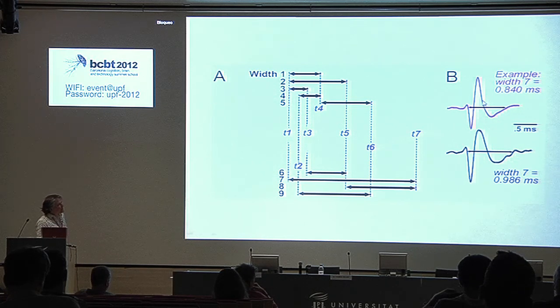So this one, for example, if you used width 7, which is the full width of the action potential, this neuron is narrower than this neuron. So this is a presumed inhibitory interneuron. They tend to have narrower action potentials. This is a presumed excitatory neuron.